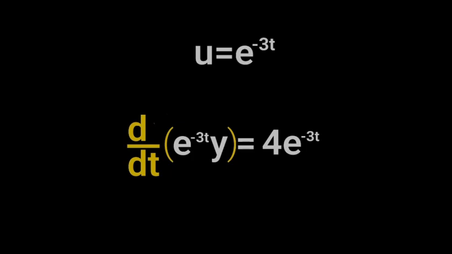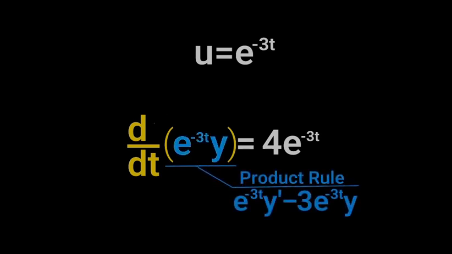Now the left side, where d over dt of e to the negative 3t y comes from, is the product rule. What d over dt is saying is to take the derivative of e to the negative 3t y. If we take the derivative of that, we get e to the negative 3t y prime minus 3e to the negative 3t y. So that is where the left side is coming from.